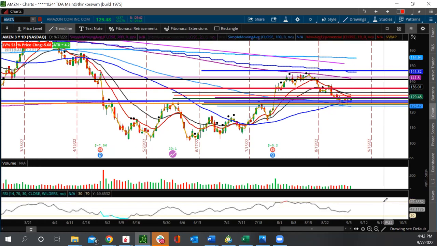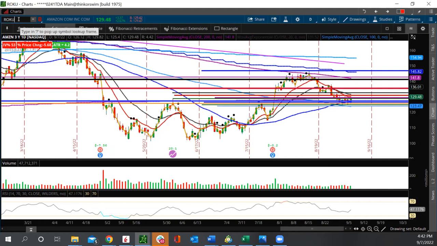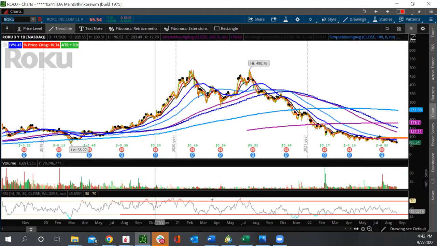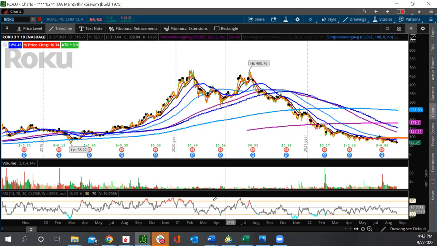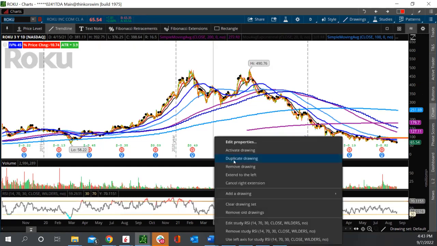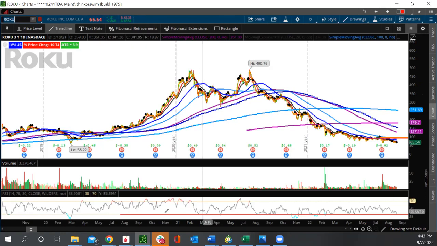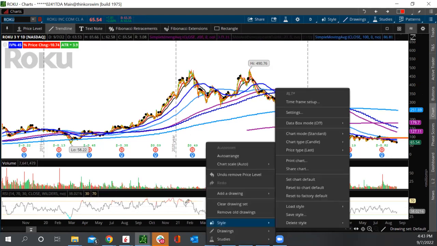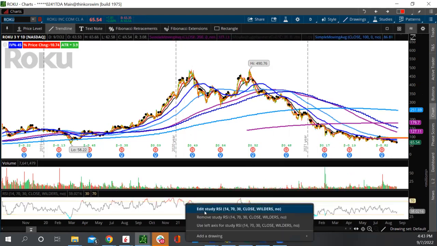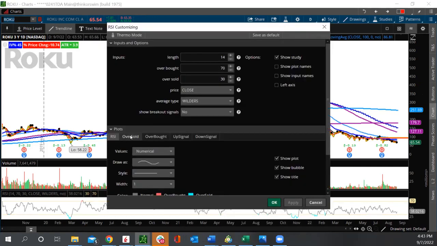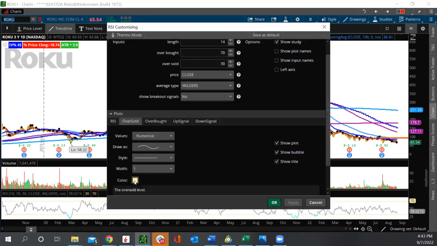Oh, wait a minute. I got to go back and remove those drawings. Hang on one second. I just realized I didn't remove these. And as I'm looking, I just realized that those levels are on here. I just couldn't see them. Hang on one second. Oversold because it was yellow. Let me change that to red. Overbought. I'll be able to see them much more clearly.